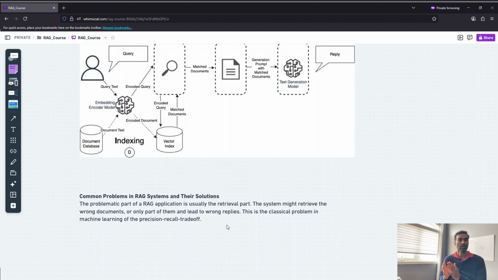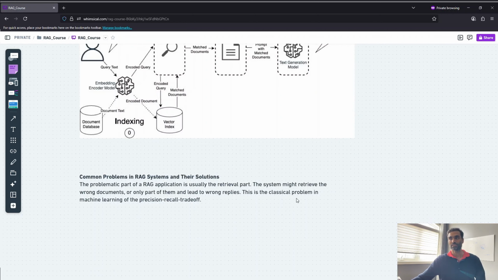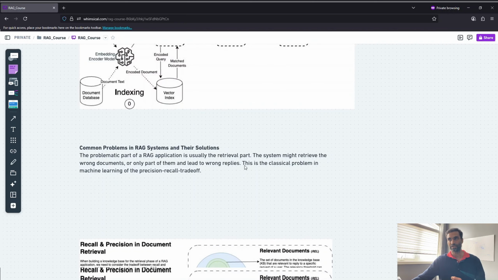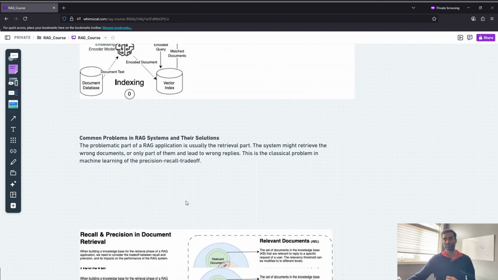So that is the main part. You need to make sure that you are retrieving the exact documents needed to answer the particular question asked by the user. The system might retrieve the wrong documents, or only part of them, which leads to wrong replies. This is a classical problem in machine learning called the precision recall trade-off.